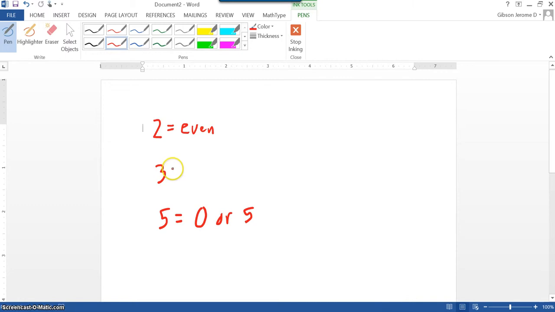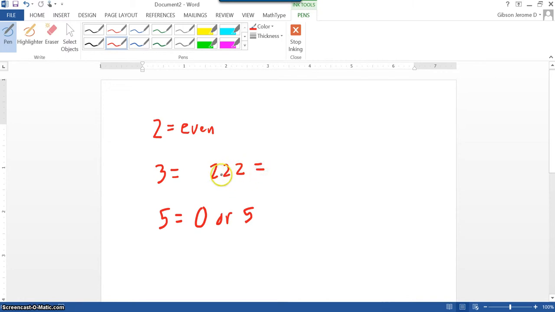Now we take a look at 3. With 3, basically it goes like this. If you add all of the digits together and they equal a multiple of 3, then it can be divided by 3. So let me give you an example. Let's take the number 222. If you look at this number, it doesn't look like 3 divides into it evenly. But let's take what I said.